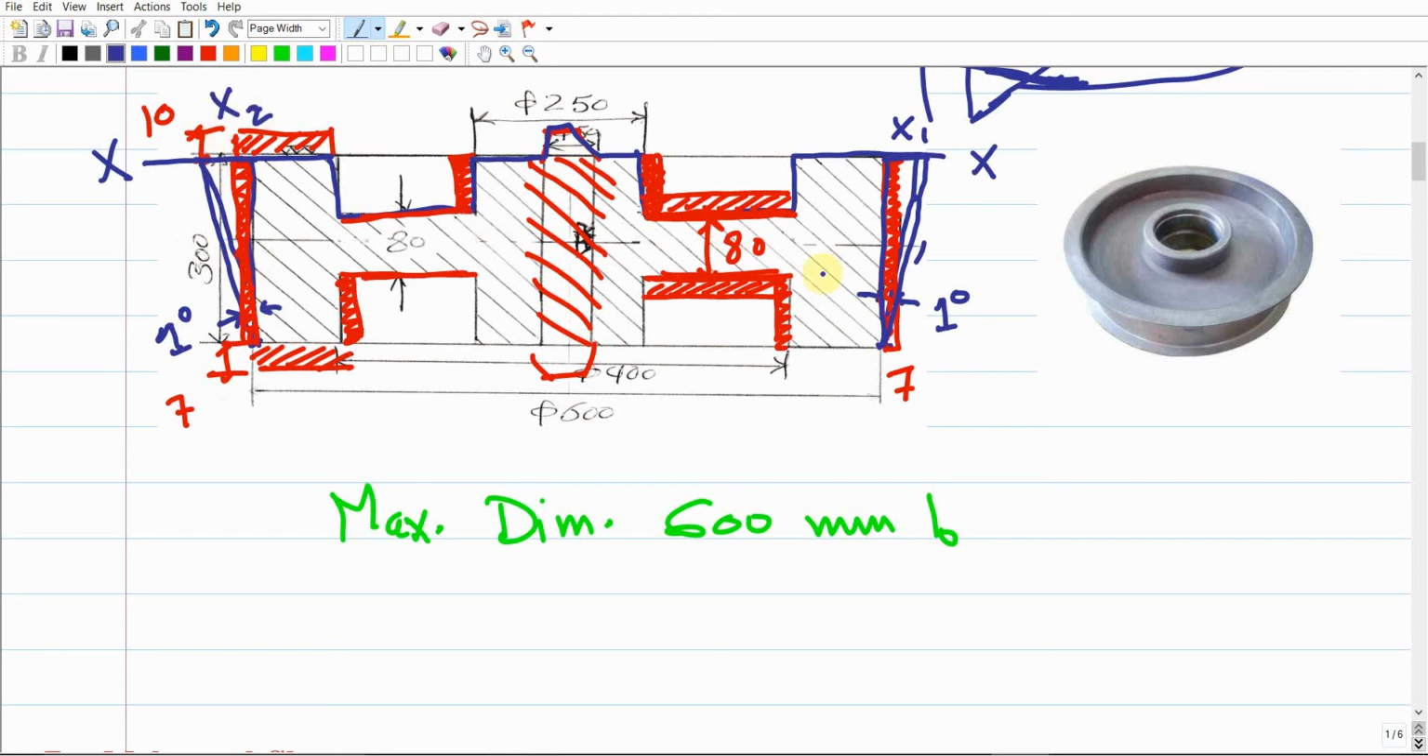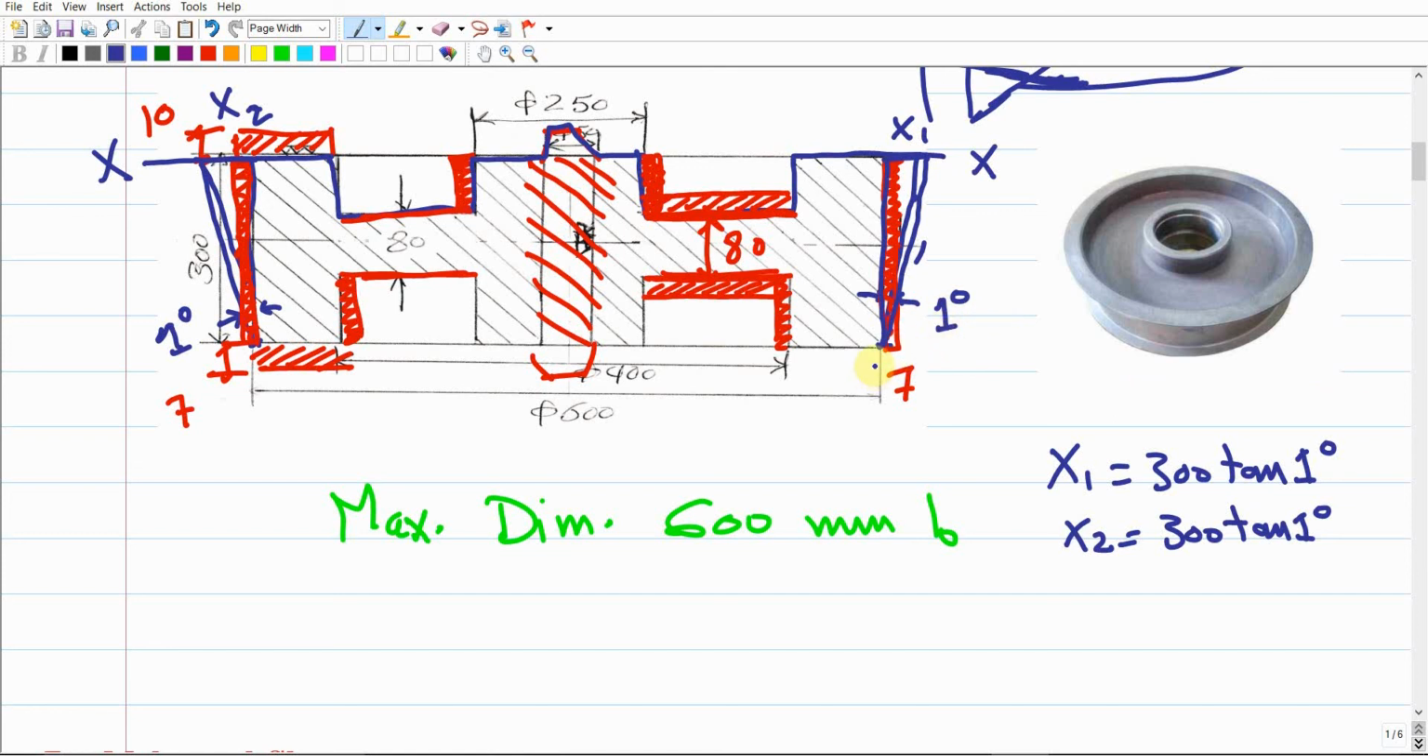As you can see, we said that either x1 or x2 should be the height times the tangent of this angle. The height here is 300, so it should be 300 times the tangent of the angle, which is 1 degree. How about x2? It should be the same height, right? Which is 300 times the tangent of 1 degree.